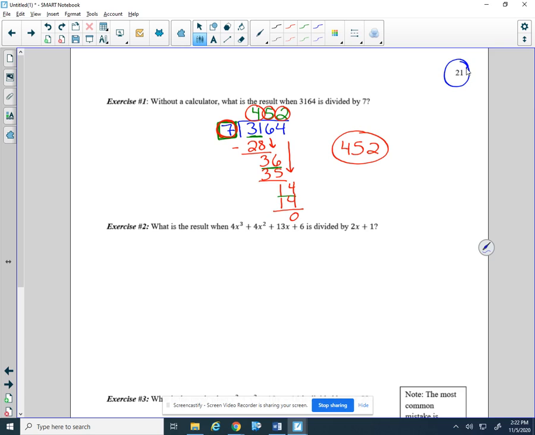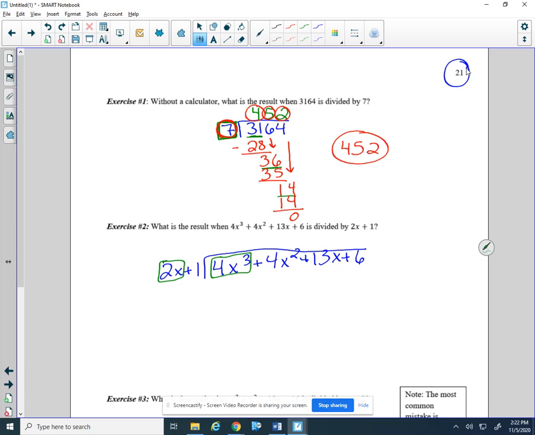So here I'm dividing 4x cubed plus 4x squared plus 13x plus 6 by 2x plus 1. So just like I put the 7 on the outside, what I'm dividing by goes on the outside. That's the divisor. So now we basically take our first term of our binomial, or whatever, it could be a trinomial, and most of the time it's a binomial though, and I say, how many times does that 2x go into my first term? So for now, the plus 1 is not really doing anything.